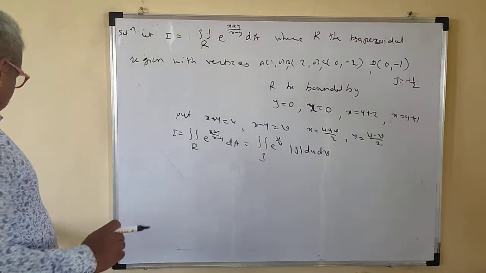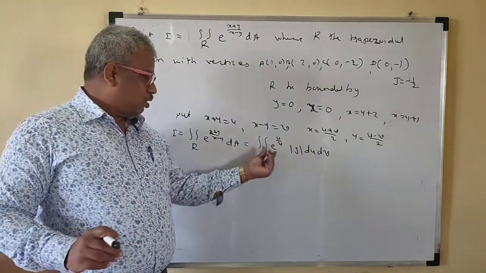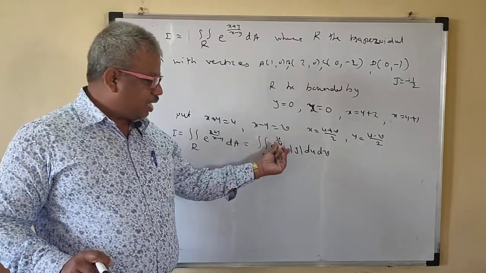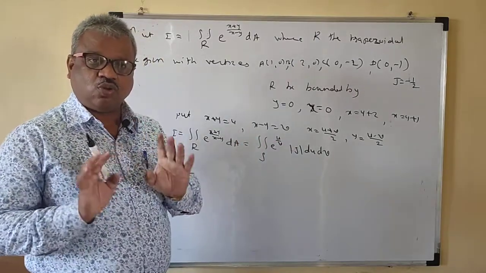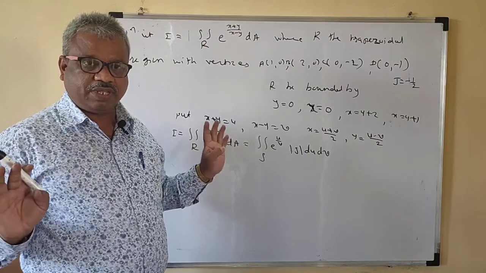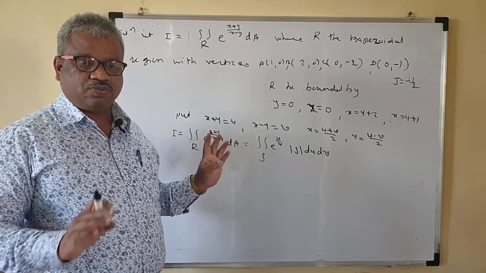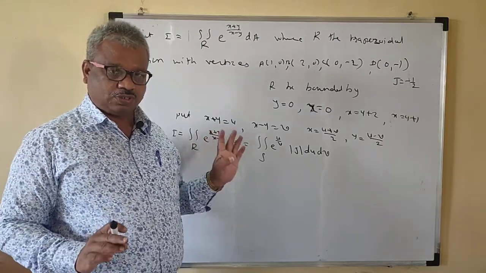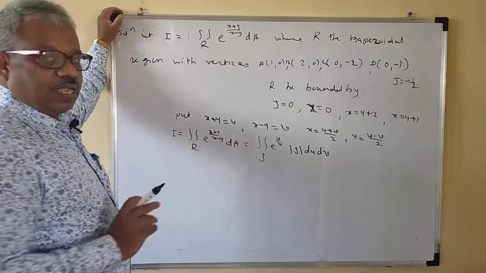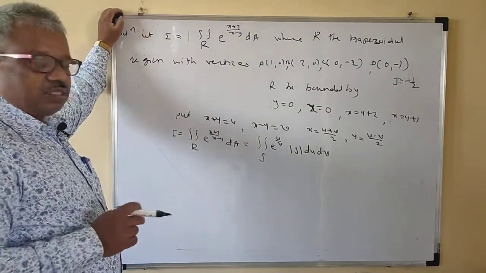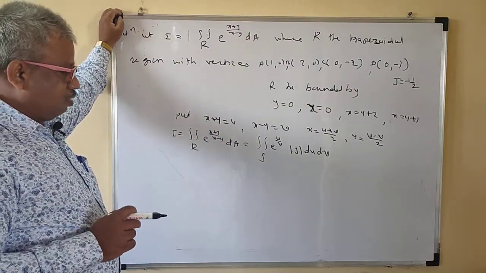So we have the Jacobian now. Now e raised to u upon v is integrable with respect to u only. This is not integrable with respect to v. That means we have to integrate with respect to u first, so we have to take care of that. That means we have to draw the strip parallel to the v axis.